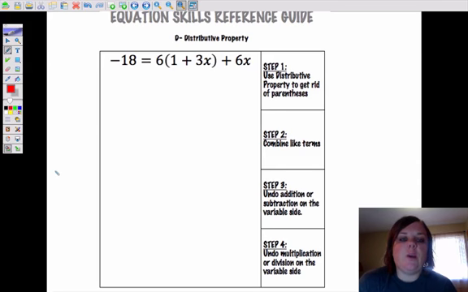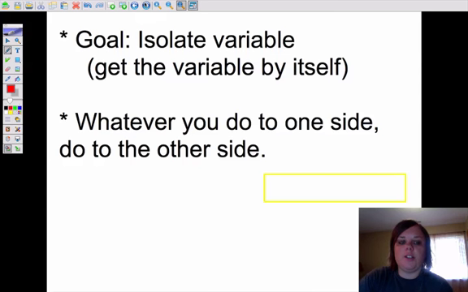Okay, in this video, I'm going to be talking about solving equations using the distributive property. Okay, so find that on your reference guide. And before we actually go through this example, I want to give you a couple of reminders when solving equations.